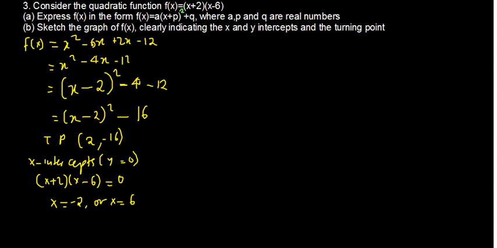And then to get the y-intercept, which happens when x is equal to 0, is just a constant. Just go in the function where there's x equal to 0. So y is going to give you, where is that constant? A constant is here, negative 12. Now we can sketch.